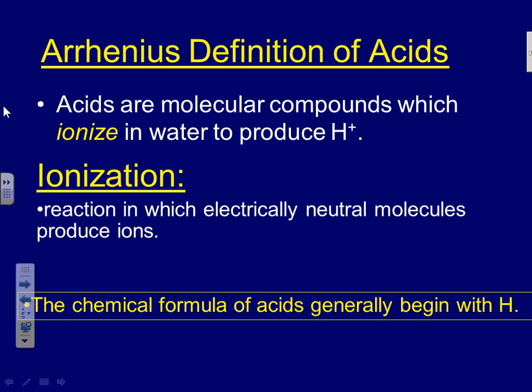If you're looking at the formula, the chemical formulas generally begin with H. There are some ways in which we write them where they don't put the H in front. We saw that with our last 2 examples, so it becomes a little trickier to determine whether they're an acid or not. But that's what you're going to be looking for. Okay?